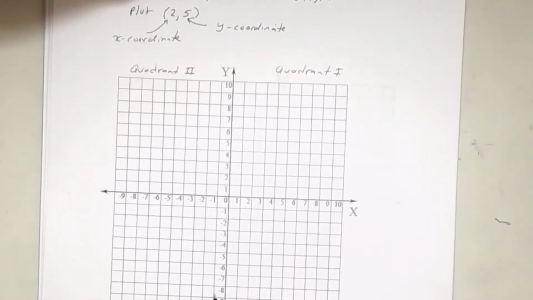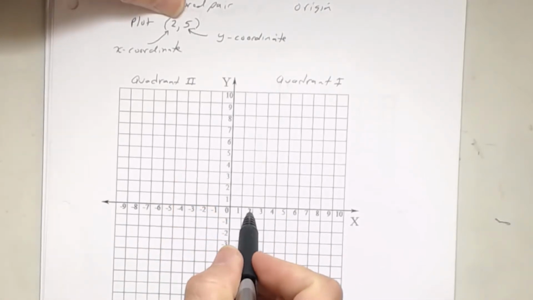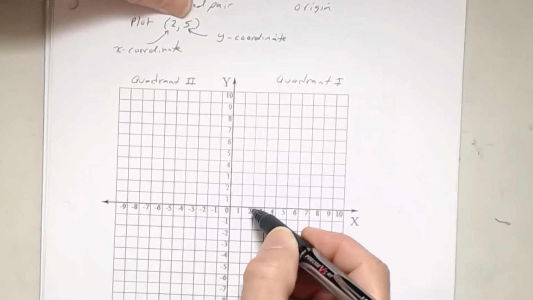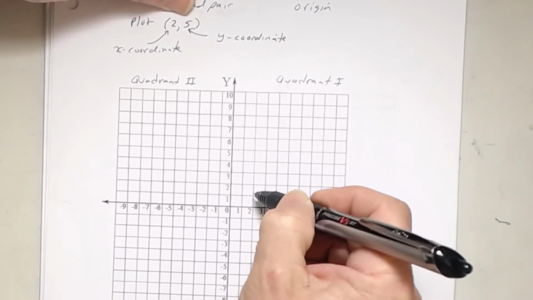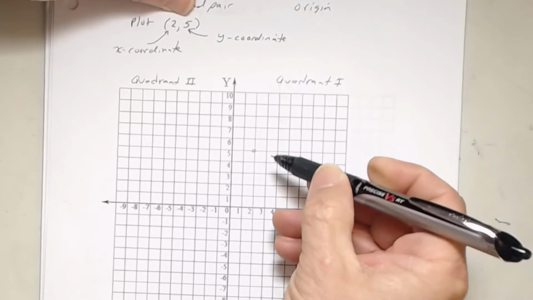So when I plot the point 2, 5, my x-coordinate is a positive 2, right? So since it's positive, I'm going to go to the right. And how many units do I go to the right? 2. Now don't put the dot there. Don't put your little point there, because that's not the point 2, 5. You still have the y-coordinate to deal with. So I go to the right 2, and then since 5 is positive, I go where? Up 5. 1, 2, 3, 4, 5. So this is the point right here, 2, 5.